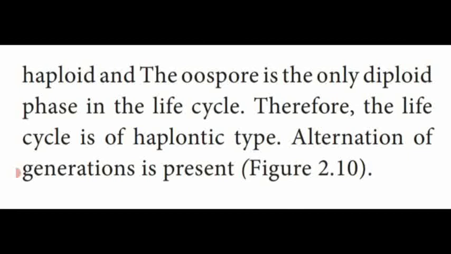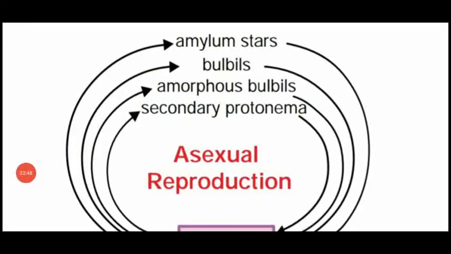Why is it said to be haplontic? The plant body is haploid in nature. Protonema, that is haploid, isn't it? That is the haploid phase. So the life cycle of Chara is a haplontic life cycle, and Chara also shows alternation of generation. So that is the sexual reproduction seen in Chara. Dear students, the life cycle of Chara is an important 3-mark question.